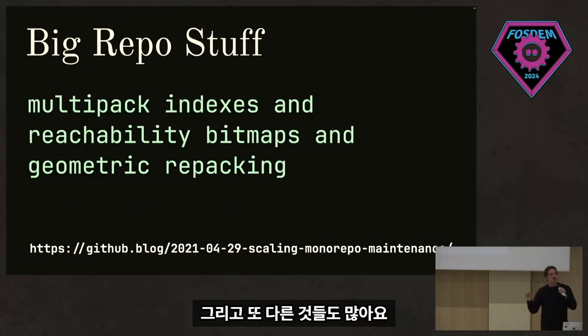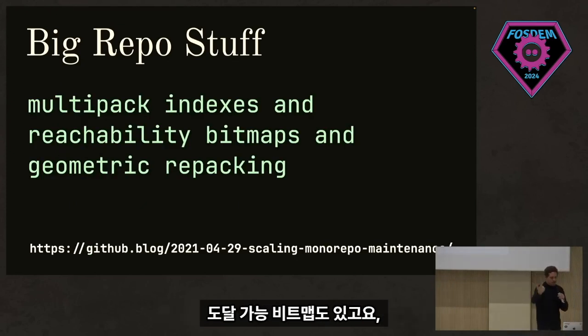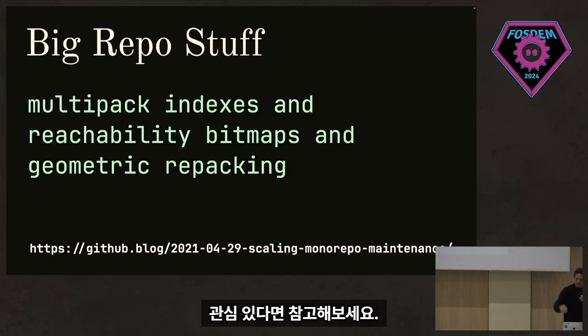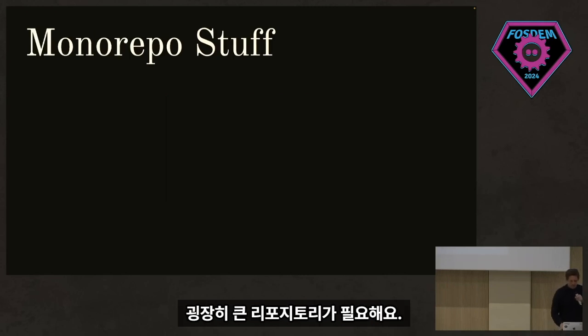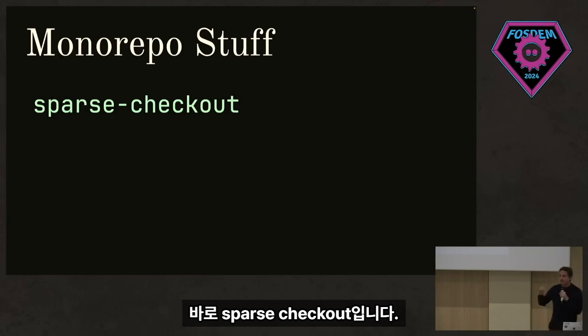And there's a lot of other stuff. If you're really interested in large repository stuff, there's multi-pack indexes, there's reachability bitmaps, there's geometric repacking. GitHub has talked about a lot of this, have blogged very well about a lot of this if you're interested in it. But it tends to be, you have to have huge repositories. And then the last thing that I'll talk about in the big repo is monorepo stuff, which is sparse checkout.